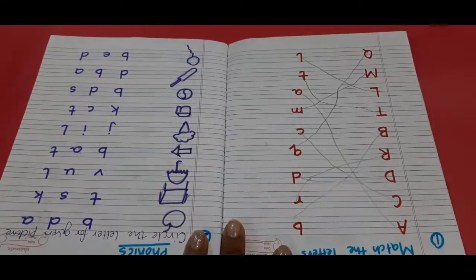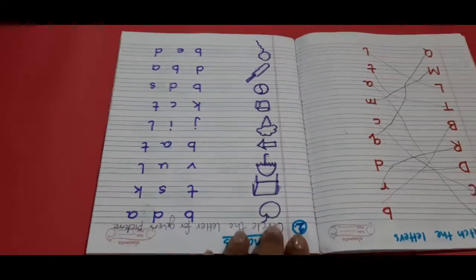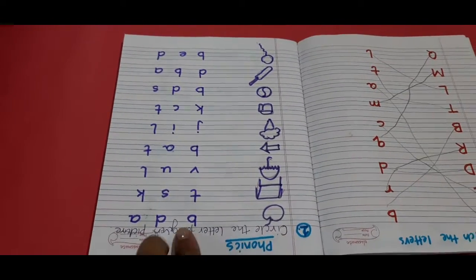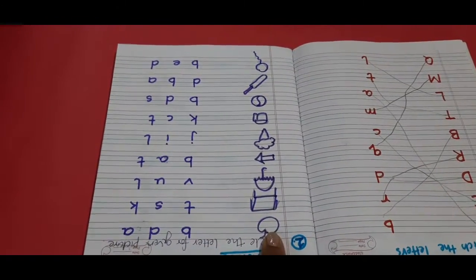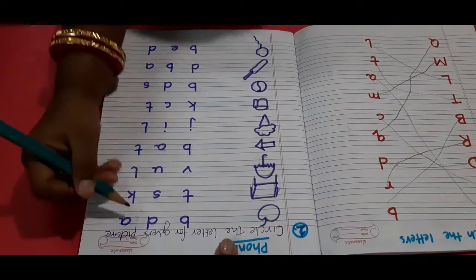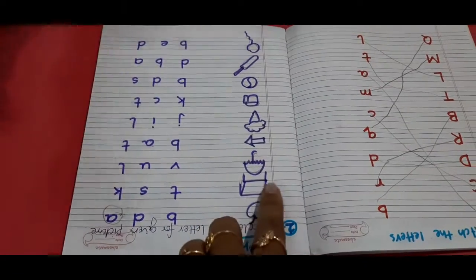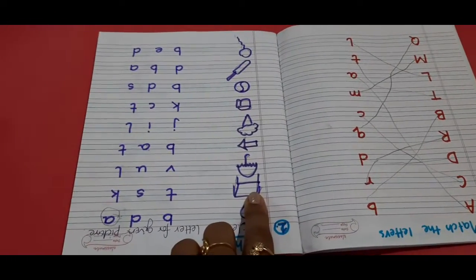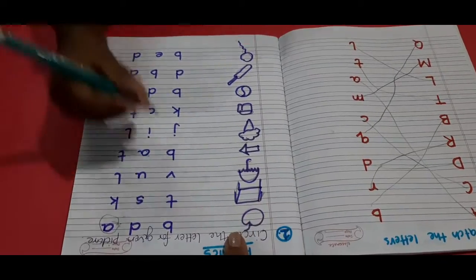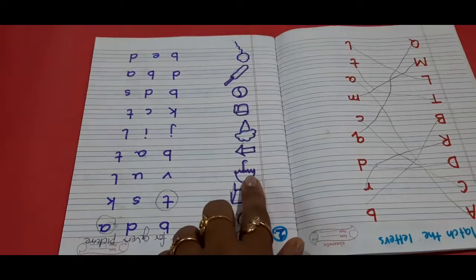So all these are matching the letters. Now can you do phonics? What is this? Circle the correct alphabet with which it starts. A, apple. Very good. Circle it. Very good. Next. What is this? Ta. Quickly circle. Very good. What is this?